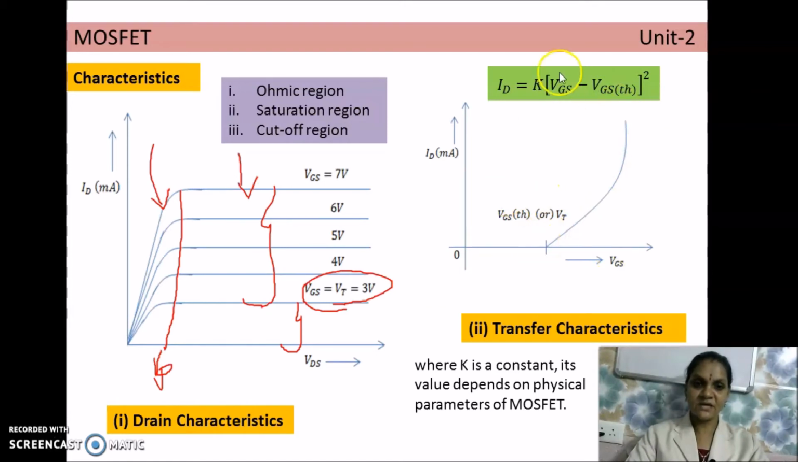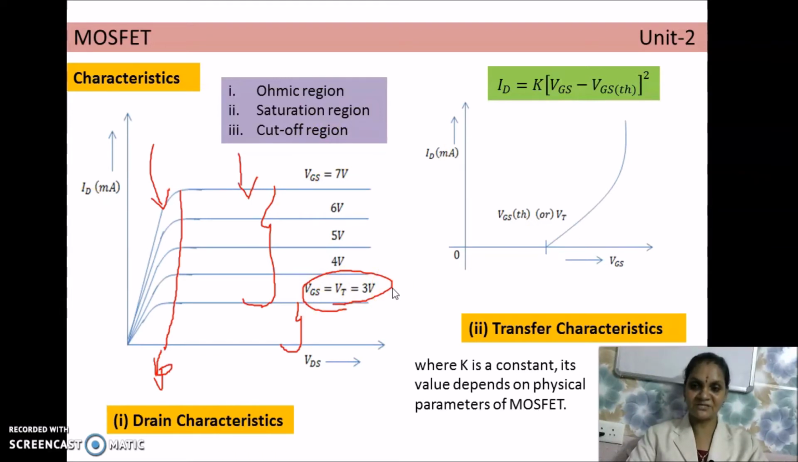So this characteristics can also be obtained theoretically by using this equation: ID equals K into (VGS minus VGS threshold) whole squared. In this equation, K depends on the physical parameters of the device, that is a constant value. From this characteristics, we came to know that in the active region, greater than the threshold VGS value, we can use the transistor as an on switch, and if VGS is less than threshold, no current will flow through the device, so it acts as an off switch. And in this region, it can be used as an ohmic region, because if V increases, I also increases. Right?